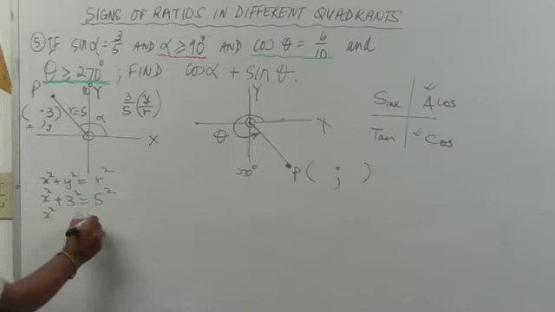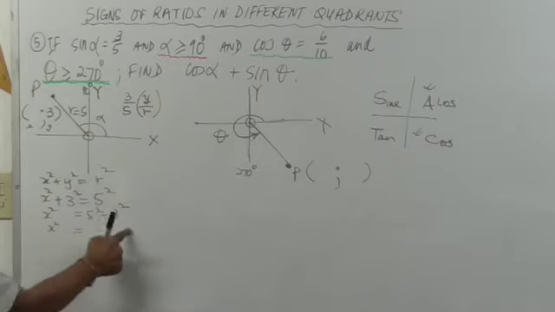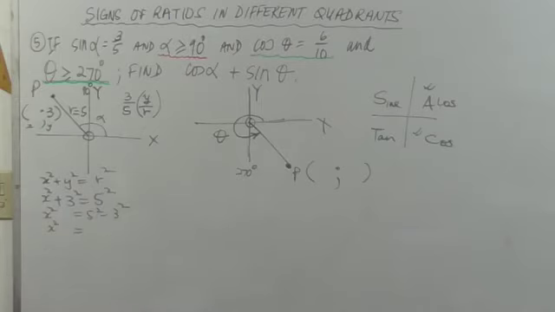X squared is equal to 5 squared minus 3 squared. You put that in the calculator and you will get 16. X is equal to plus minus square root of 16, which is equal to plus minus 4.